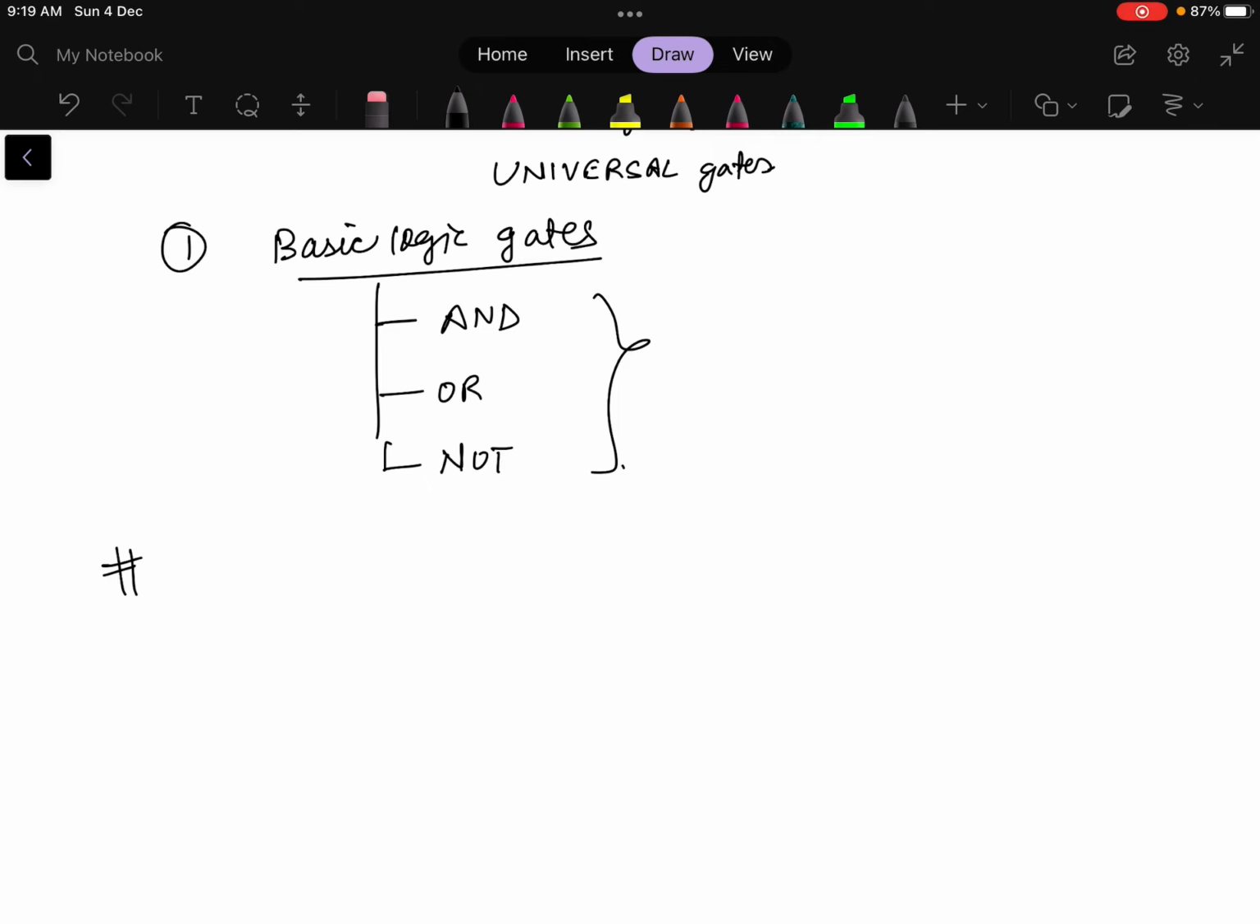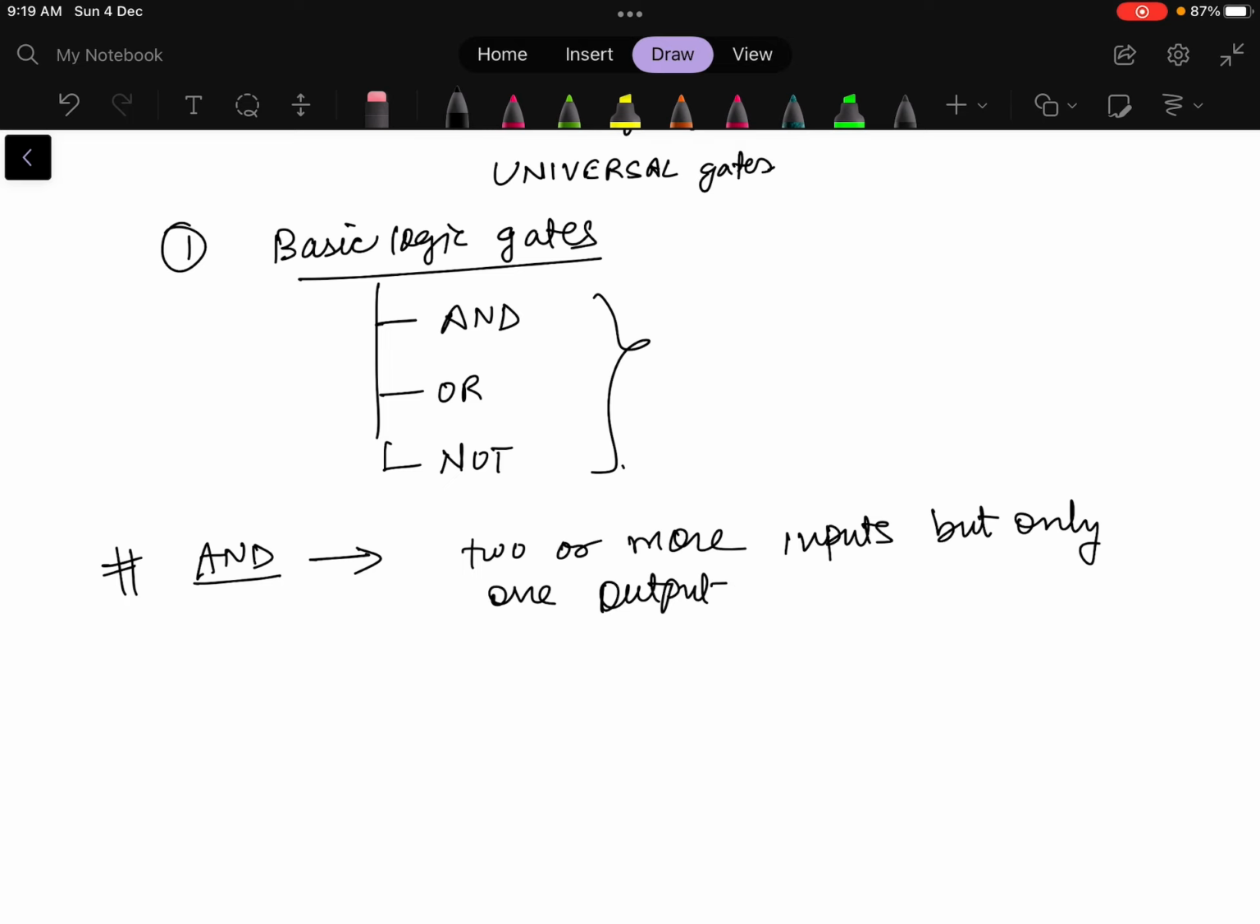Let's begin with the first one, the AND gate. Basically, an AND gate consists of two or more inputs but only one output. It is defined as a multiplier gate, where the inputs are multiplied and we get a resultant output.